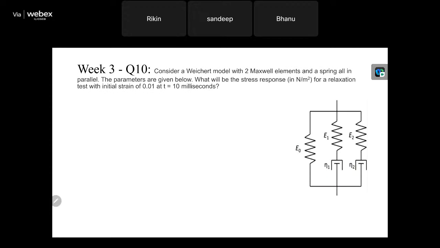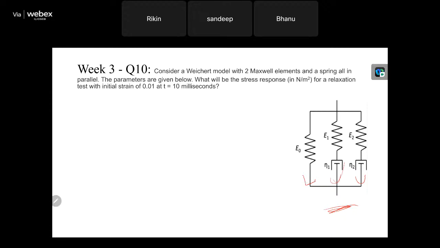Now here, a Wiechert model is considered with 2 Maxwell elements and a spring all in parallel configuration. In the question, there is no diagram given. So the main challenge is to identify that the diagram will be something like what is shown here. Basically, we have two Maxwell elements in parallel, one is this, second is this, and a spring. If you don't add the spring in parallel, this will be basically a generalized Maxwell model with two elements. But since this is a Wiechert model, we add a spring in parallel.